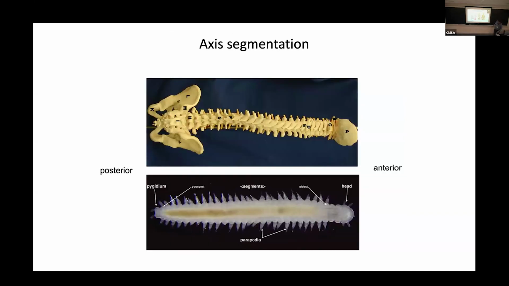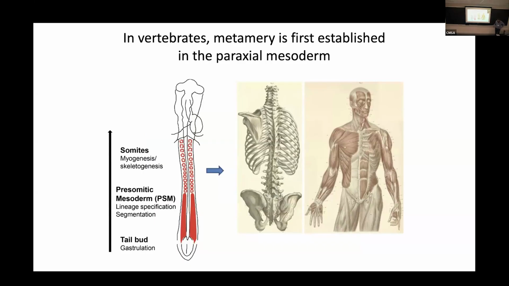So segmentation is essentially this idea that the body axis of most animals, vertebrates but also invertebrates, is subdivided into periodic anatomical modules. In vertebrates, this is very obvious at the level of the vertebral column. In invertebrates like annelids, it's seen at the level of the metameres, which include the parapodia, which are kind of legs. I'm going to focus mostly on how this pattern is established in invertebrates.